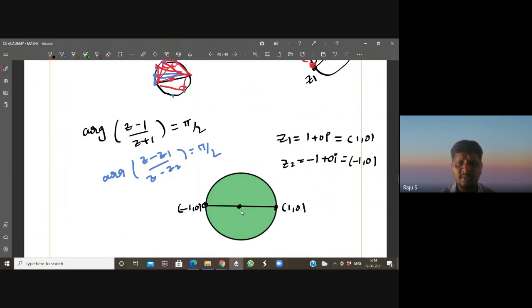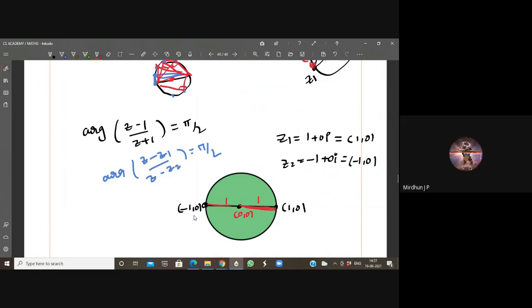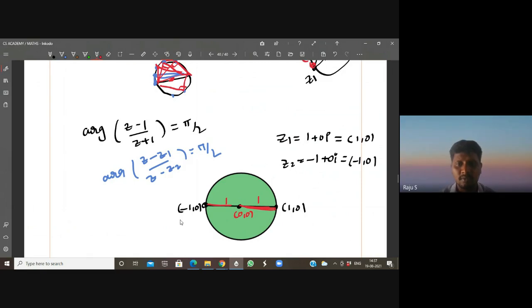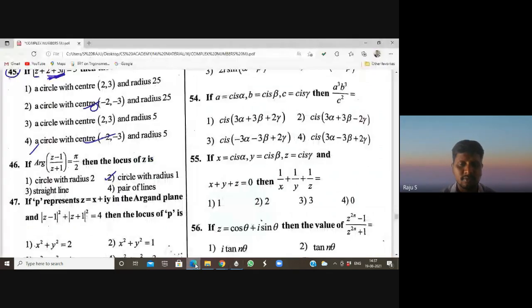What is the center? Anyone? The center becomes 0 comma 0. What is the distance from here to here? 1. So the radius is root over 1 square, nothing but 1. That is right. So here it is a circle of radius 1. It is always a circle: the argument of (z minus z1) by (z minus z2) equal to some theta represents a circle.